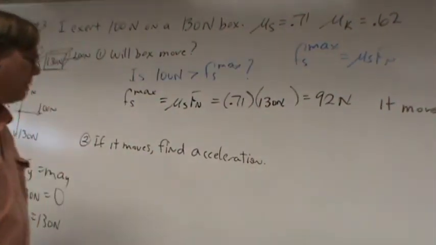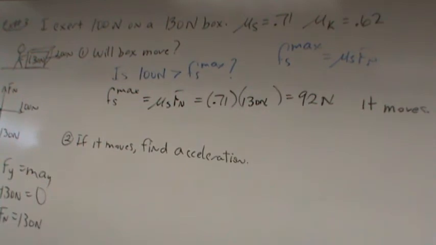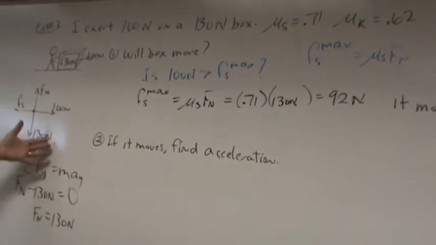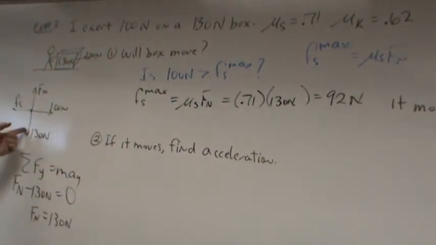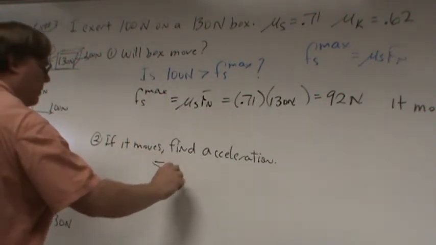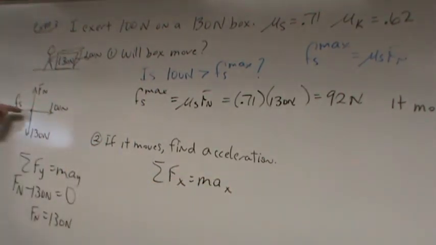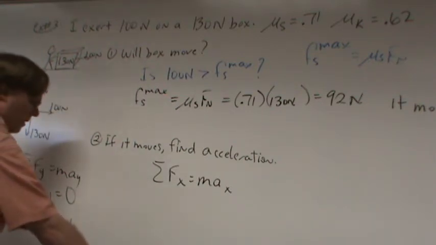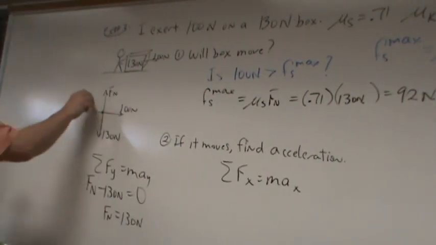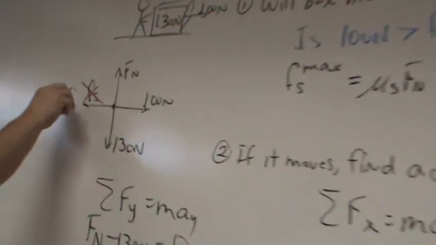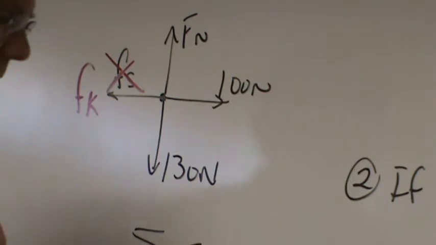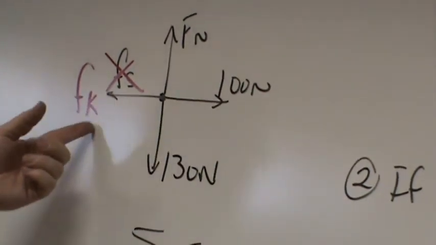Okay. Next, I'm going to find the acceleration. I already did the sum of the forces in the y direction equals may to find the normal force. Now I'm going to do the sum of the forces in the x direction equals max. Alrighty, I have two forces in the x direction, 100 newtons to the right, and kinetic friction. Now that it's moving, you're not gonna put 92 in that equation. This force is the kinetic friction force, not static friction force, because it's moving.